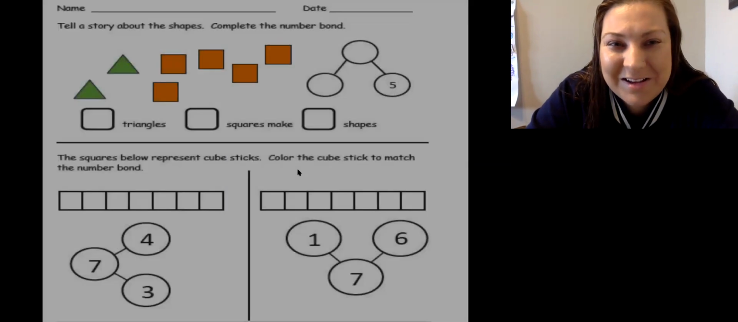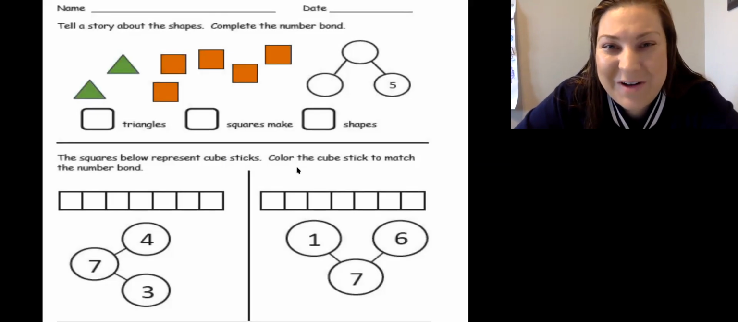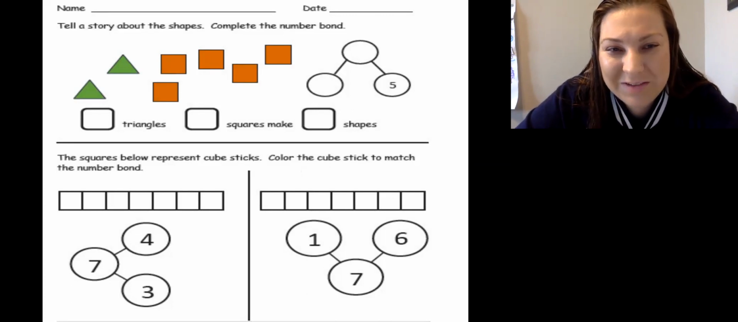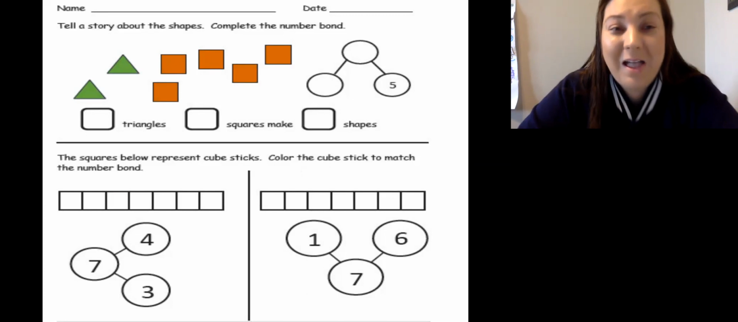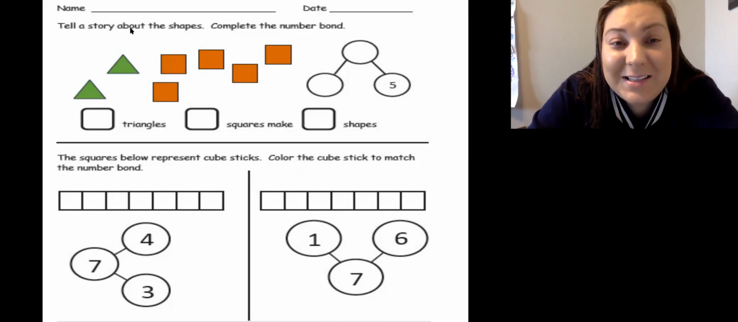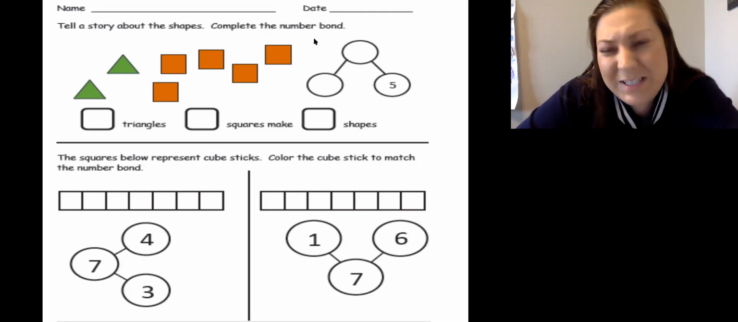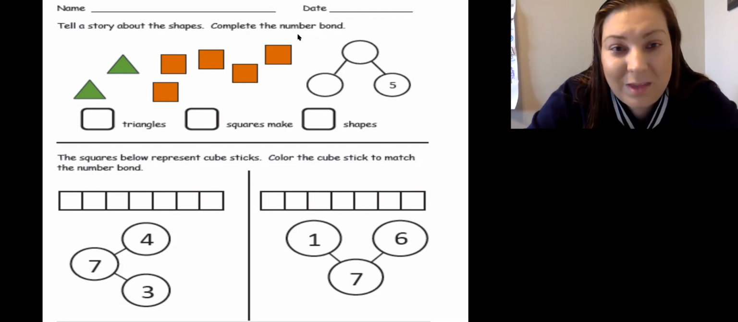Very good, scholars. Time to practice together. Go ahead and get your crayons, your pencil, and your first worksheet. All right. Tell a story about the shapes. Complete the number bond. So I'm going to tell my story first.